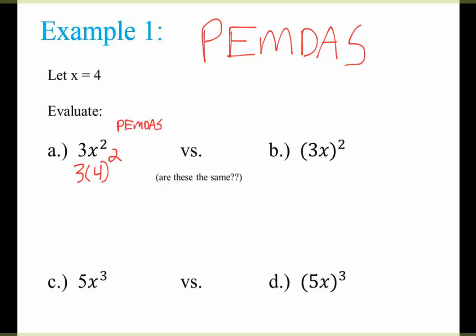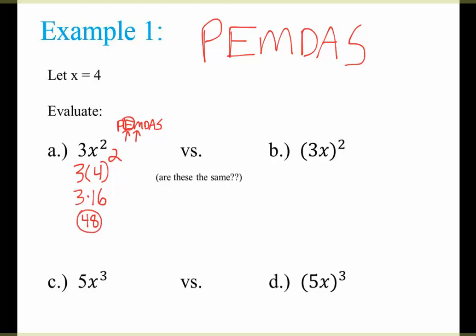Now 3 times 4 would be multiplying, but 4 squared would be exponents. And the exponents are going to win out on that one every single time. Okay? So you actually do need to do the 4 squared first. This becomes 3 times 16. And then you're allowed to go through your multiplication phase. And 3 times 16 is 48. So hopefully you got 48 for the first one.